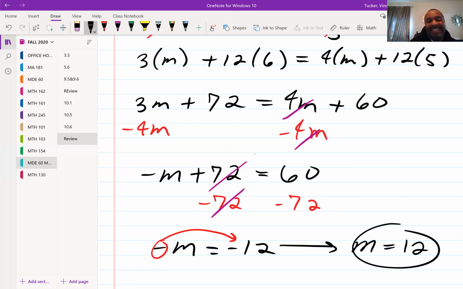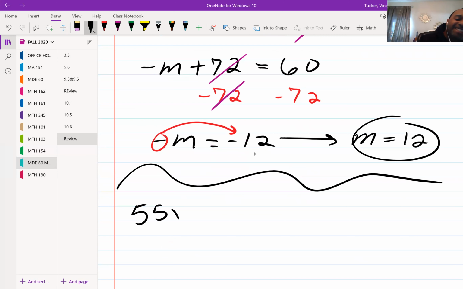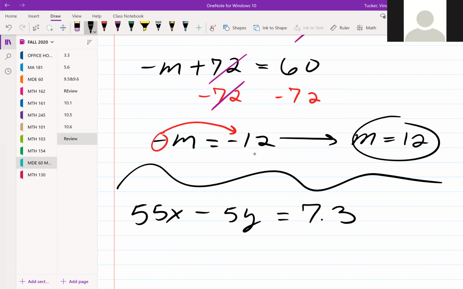I have a question. Yes, sir. It's 55x. Oh, hold on. All right, 55x minus 5y equals 7.3. All right, so what are we doing here? Find the slope of the line. Okay, we want to find the slope.